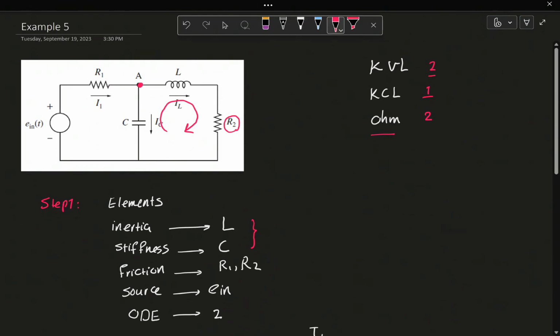Let's imagine that this is me, and I am going to walk in this direction. Using convention 1, since I am moving in the same direction of the current I1 across R1, you know that the voltage across R1 drops. Similarly, when I get here, I move in the same direction of the current IC, so the voltage across C also drops. And at last, when I get to the battery, I hit the negative polarity of the battery first, and the voltage across the battery rises. So this was convention 2.